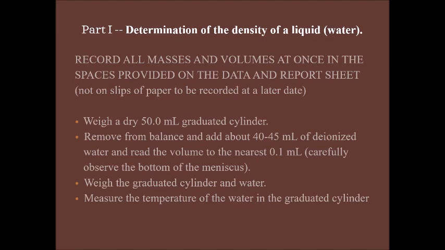So to do part 1, you're going to need a dry 50 milliliter graduated cylinder. You're going to weigh that on your balance, and then you're going to add about 40 to 45 milliliters of deionized water. Does it have to be exactly 40 or 45? No. You're going to add that much, and then you're going to read it so you know exactly what the volume is. Okay, noting the bottom of your meniscus. You're going to weigh your graduated cylinder with the water now, and you're going to take the temperature of the water in your graduated cylinder.